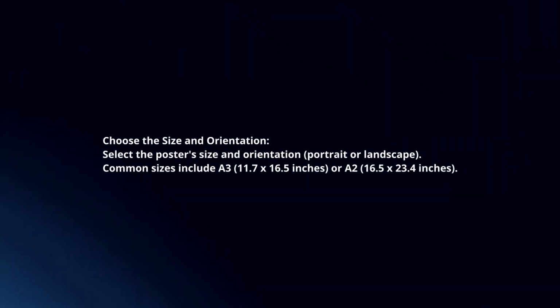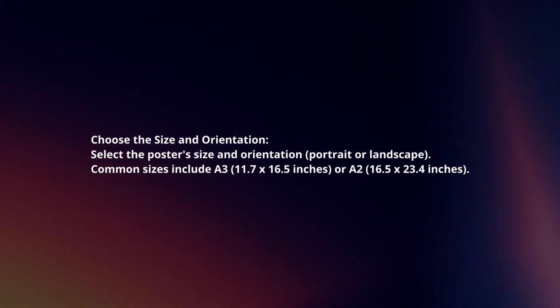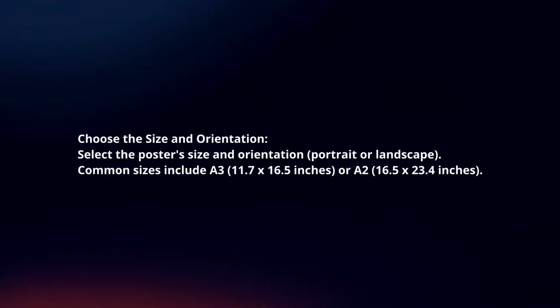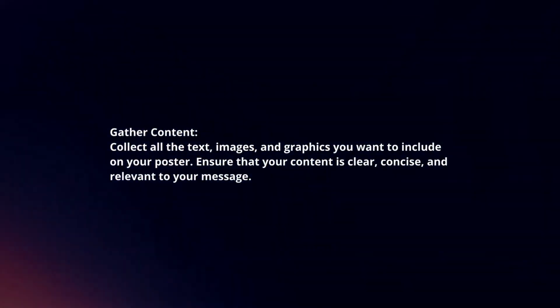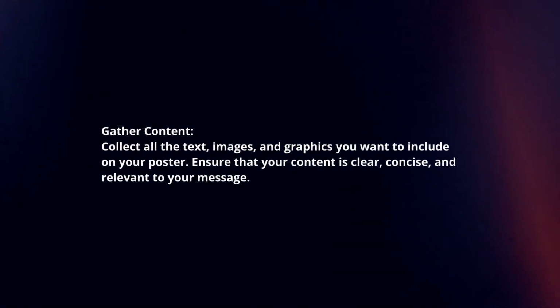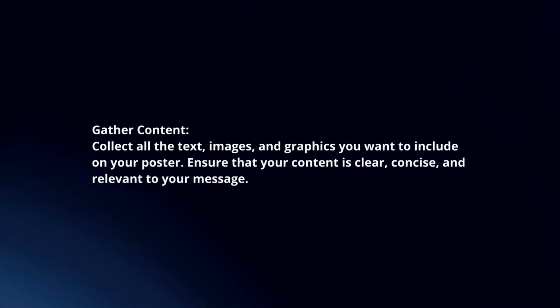Choose the size and orientation. Select the poster's size and orientation. Common sizes include A3 or A2. Gather content. Collect all the text, images, and graphics you want to include on your poster. Ensure that your content is clear, concise, and relevant to your message.